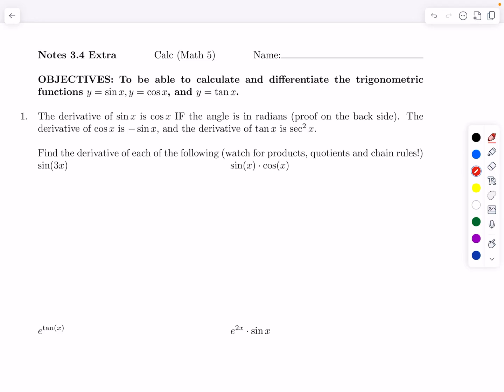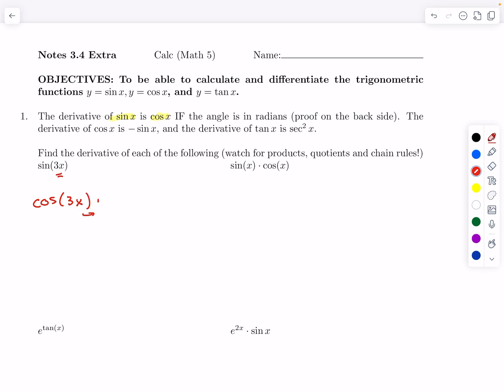A little bit of trig derivatives, but mostly practicing product rule, chain rule, and quotient rule. Okay, so speaking of which, we got a product. Well, sorry, we got a chain rule, because we got an outside function, sine, and an inside function, 3x. So the derivative of sine is cosine. Fine. That's not that hard to remember. So the derivative of this is going to be cosine of thingy, and then chain rule.